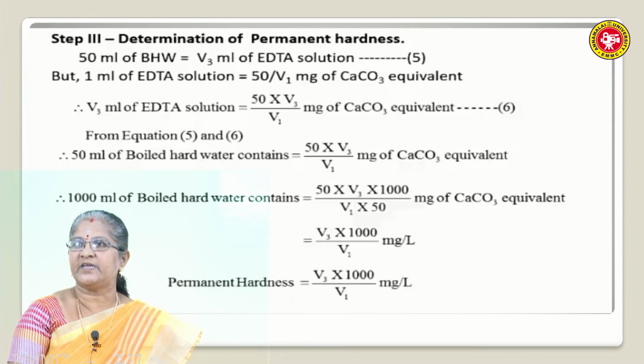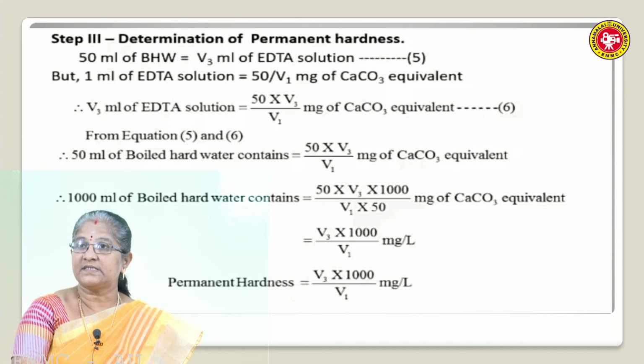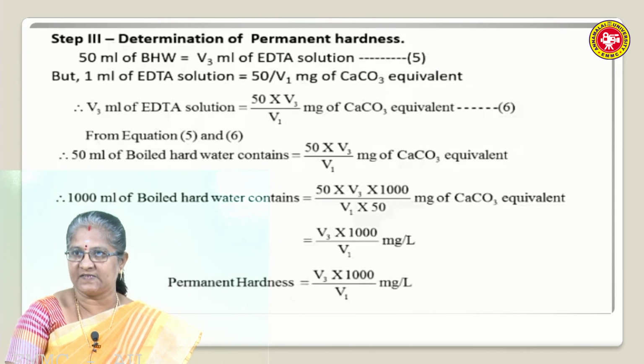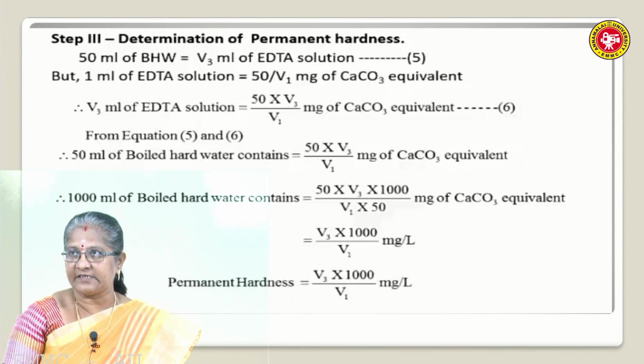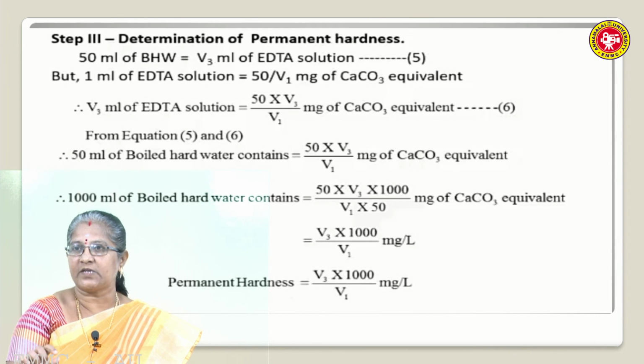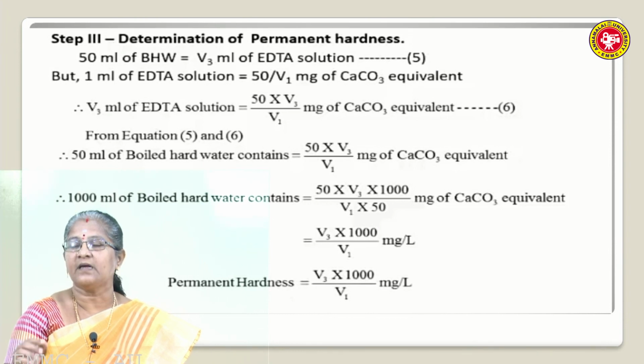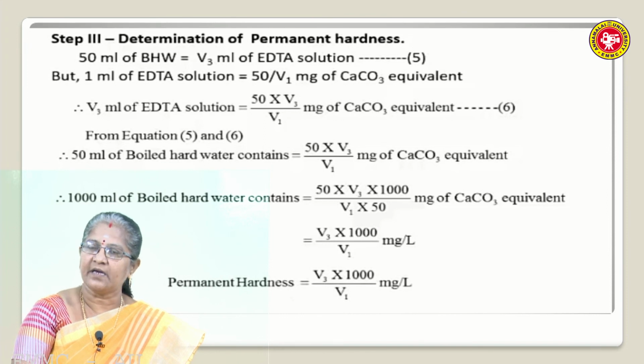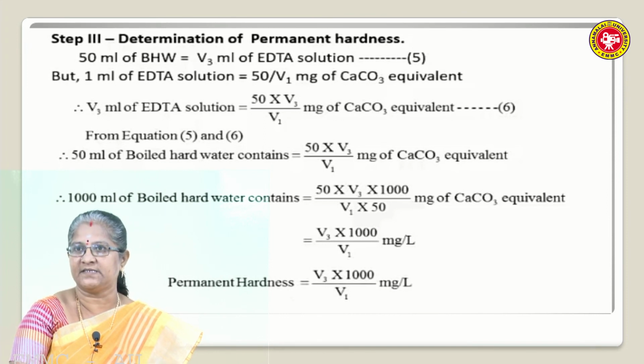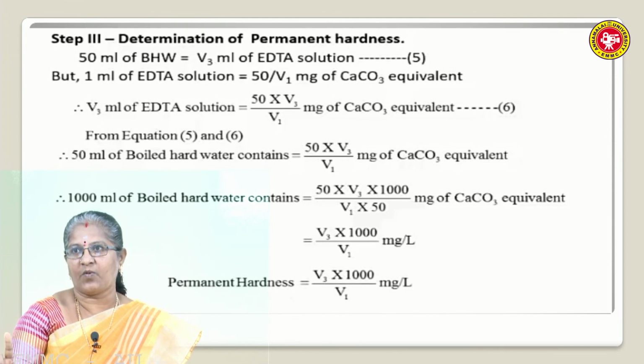In step 3, determination of permanent hardness. We know in the third set of titration, we found that V3 ml of EDTA solution was consumed for 50 ml of boiled hard water. Remember, we have boiled 250 ml, reduced it to 50 ml and filtered it and taken only the filtrate. So, what is there? Only permanent hardness producing substances are there. The remaining temporary hardness producing substances are removed due to boiling and filtration, isn't it? So, we know from the first step, 1 ml of EDTA consumes 50 by V1 milligram of calcium carbonate equivalent.